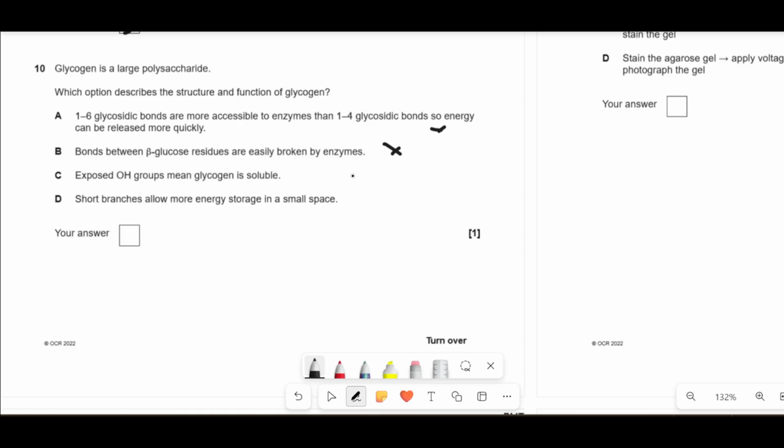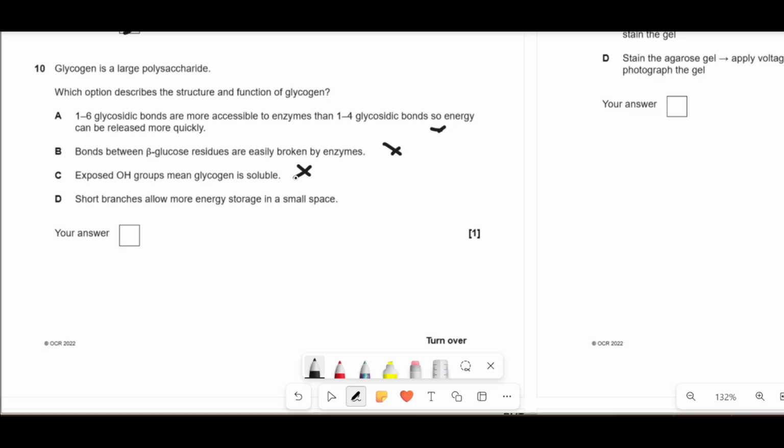Well, admittedly, yes, while OH groups mean that something could be more soluble, glycogen is a storage molecule and we want it to be insoluble. One of its properties is that it is insoluble, and the reason is because there's not enough OH groups in it exposed to be able to do that. So it's actually incorrect because, again, we don't want it to be soluble.